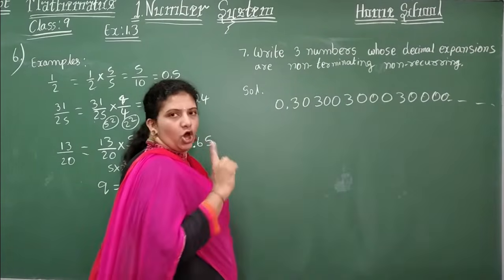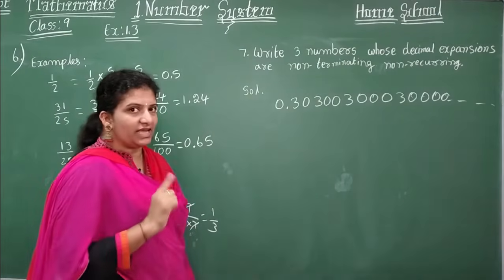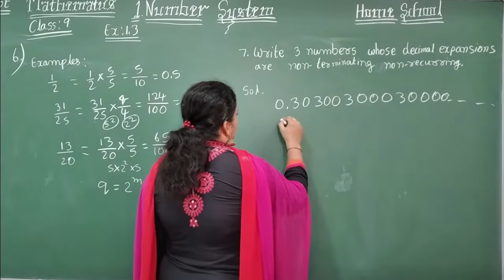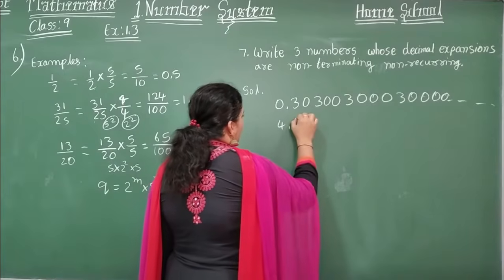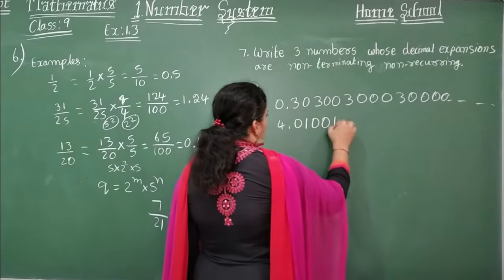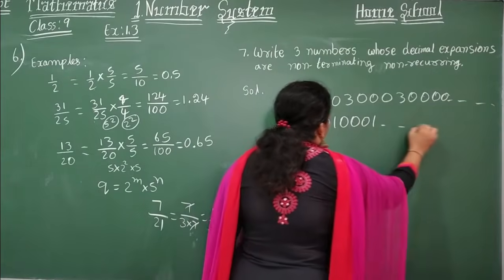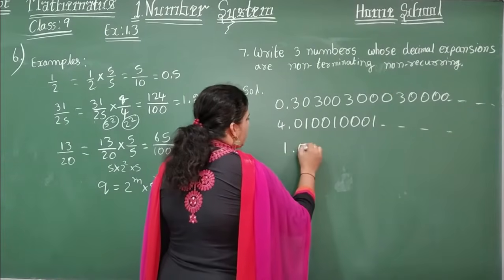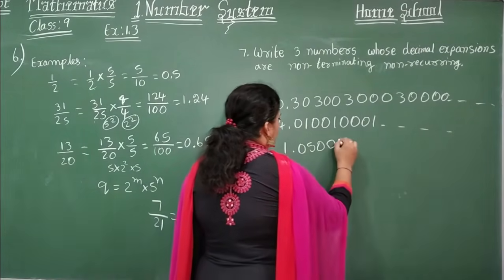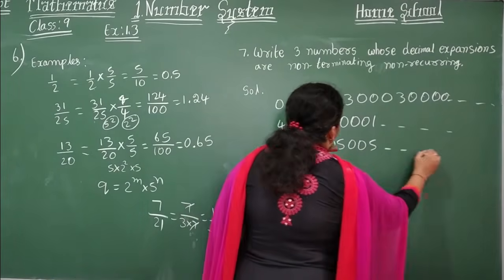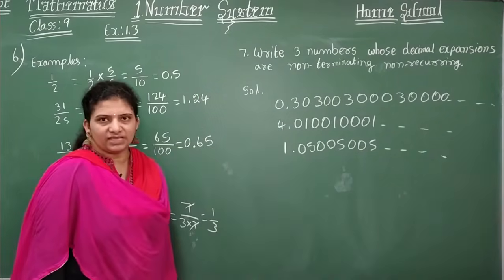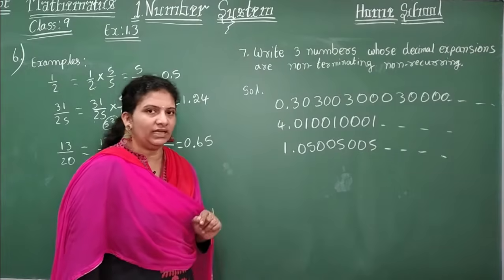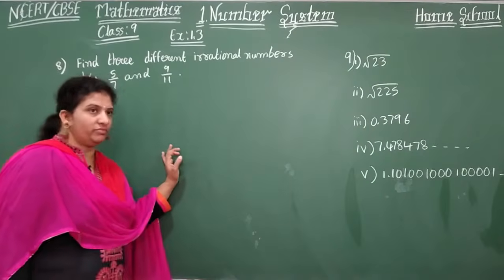It is non-terminating. Non-terminating means what? There is no end and it is not repeating. 3 examples asked. So let me write here 4.01001 so on, and any one more, 1.05005 so on. These 3 are the examples we have taken for non-terminating, non-repeating decimals. Yes, here is the 8th problem.